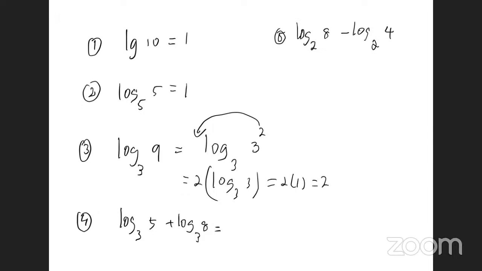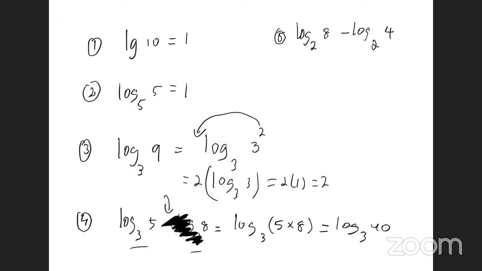All right. Next one, same base, addition sign in the middle. So we could multiply 5 multiplied by 8. So for those who ask about dropping logs, well, yes, you could take off the logs and multiply them, but it's not really dropping logs, right? So this is log to the base 3 of 40, and you can leave it like that.